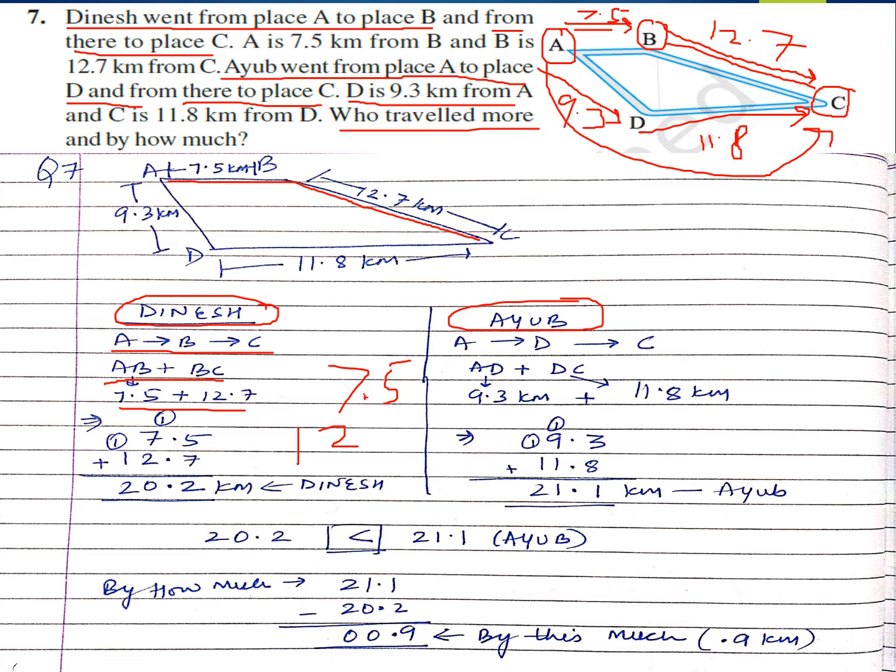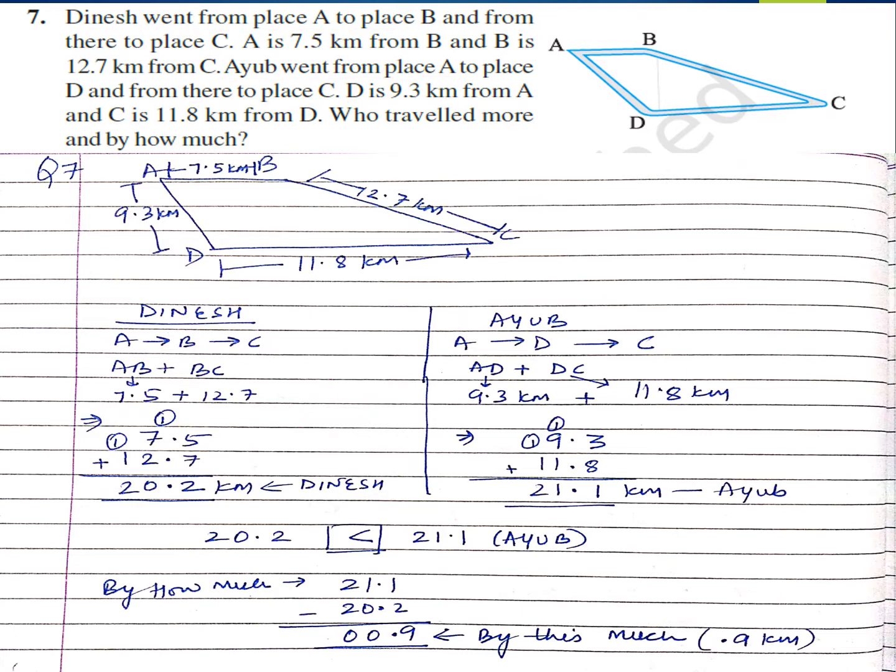Make sure that the place values are at the same position. These two are tenths, decimals are in line, these two are ones, and this is hundreds. Got it? So this I've done over here and added them. How? 5 plus 7 is 12. 1 is carried. 7 plus 1 is 8, plus 2 is 10. 0 comes here. 1 is carried. 1 plus 1 is 2. So I've got 20.2 as the distance traveled by Dinesh.